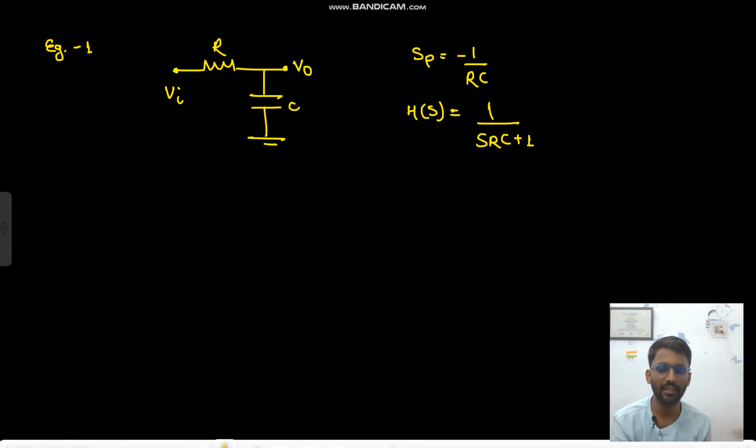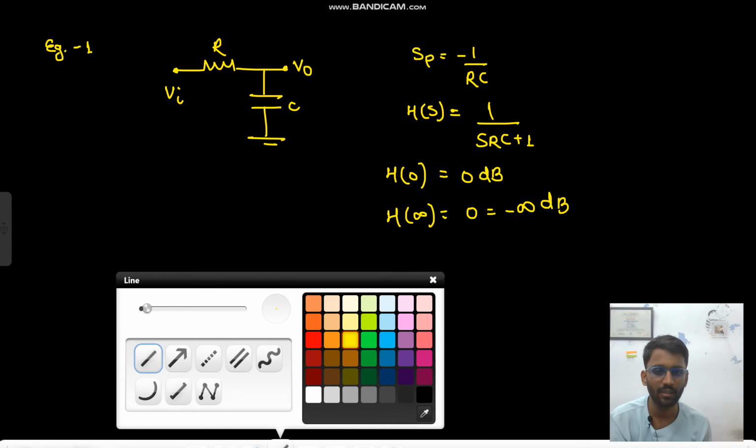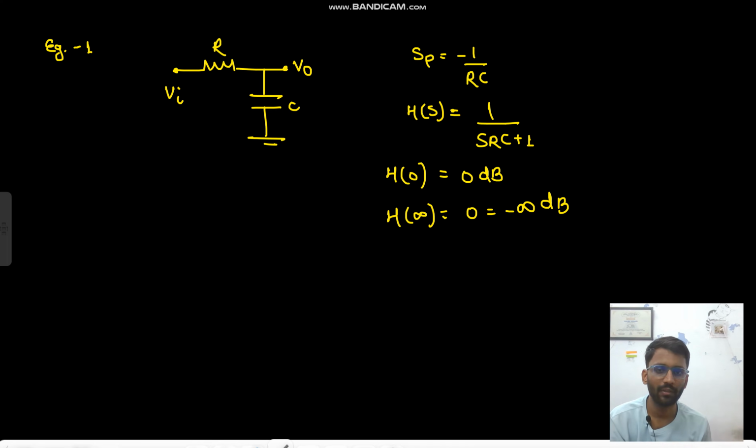So this is the first circuit we are having. Again, all these two concepts. H of 0 is 0 dB, right? You put 0, so H of 0 will be 1, so it will be 0 dB. And H of infinity, the numerical value is 0, so it will be minus infinity dB. Here you put infinity, so H of infinity will be 0, and in dB it will be minus infinity.